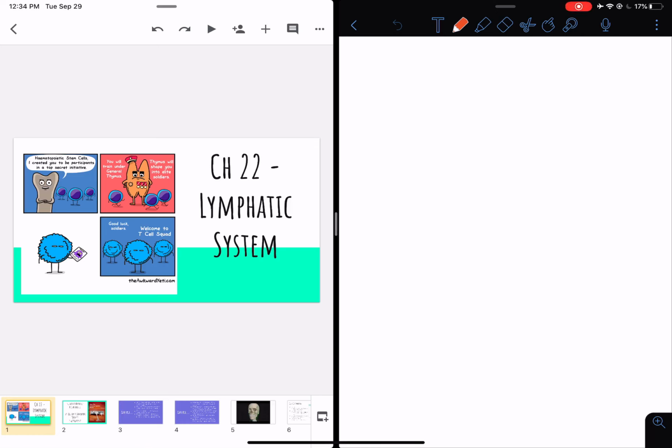Alrighty, welcome to chapter 22, where we're talking about the lymphatic system. Here we'll start with the first third, going over what the lymphatic system is and what is within its components. And then for the second half, the majority of this chapter, I shouldn't say half, we'll talk about the immune system, which is part of the lymphatic system.